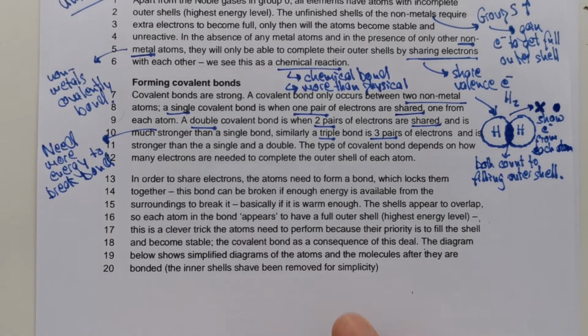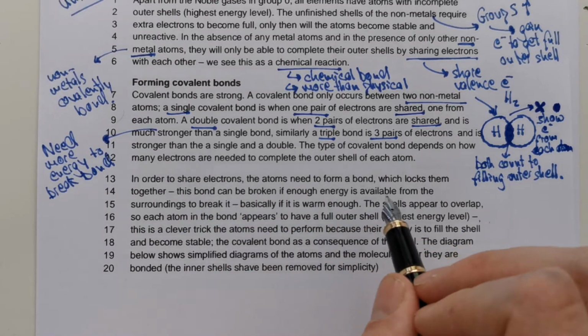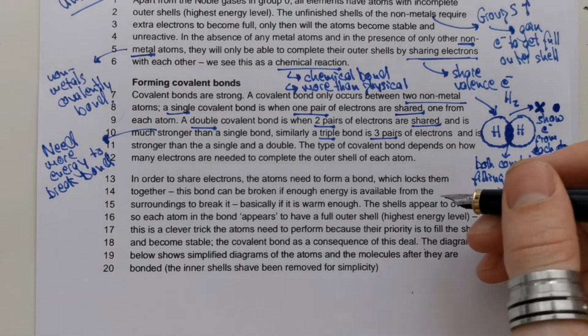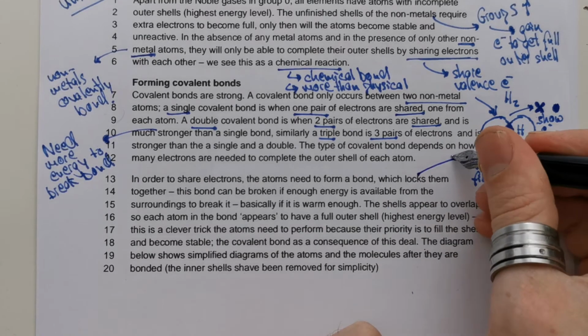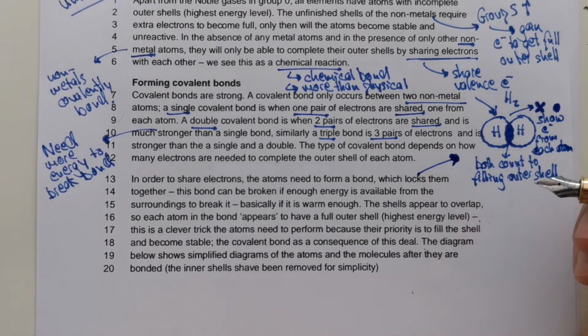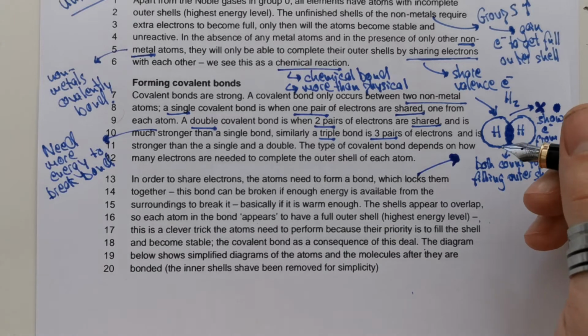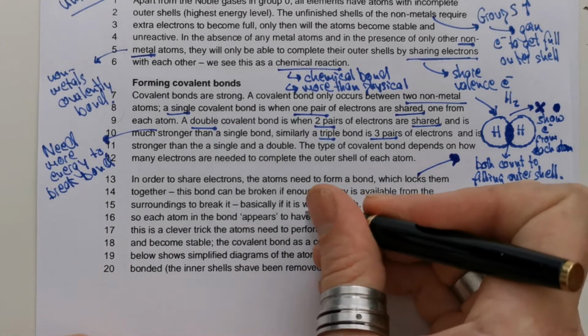Now, in order to share the electrons, the atoms need to form a bond which locks them together. That there is an example of our bond. Now, this bond can be broken if enough energy is available from the surroundings to break it. Basically, if it is warm enough.